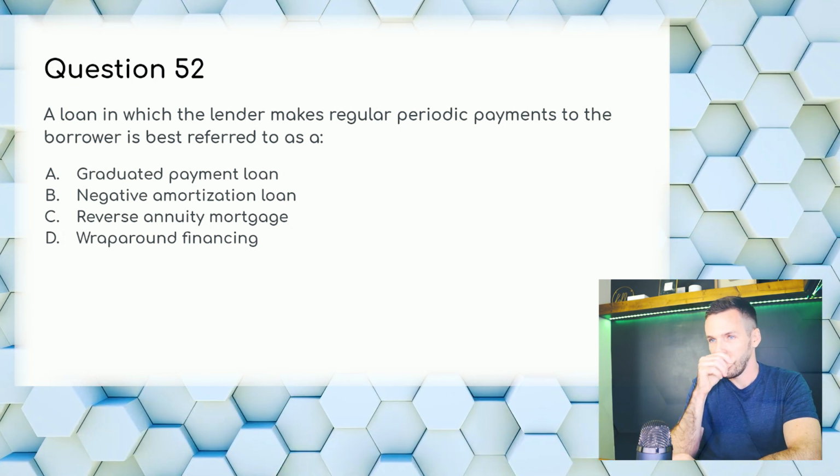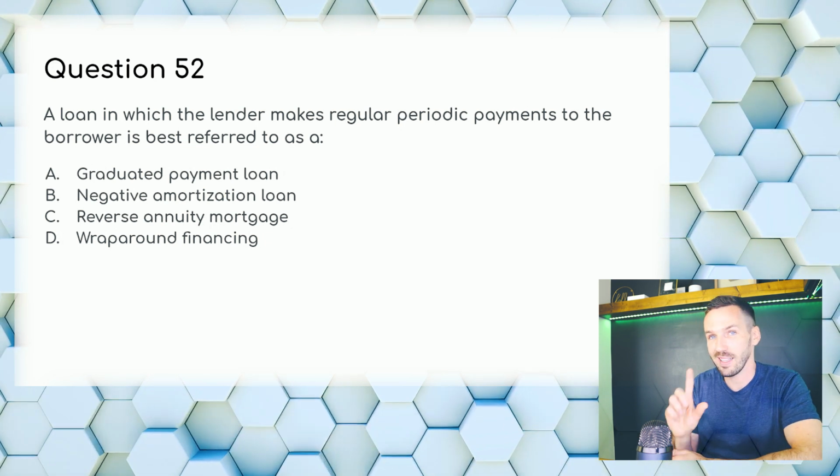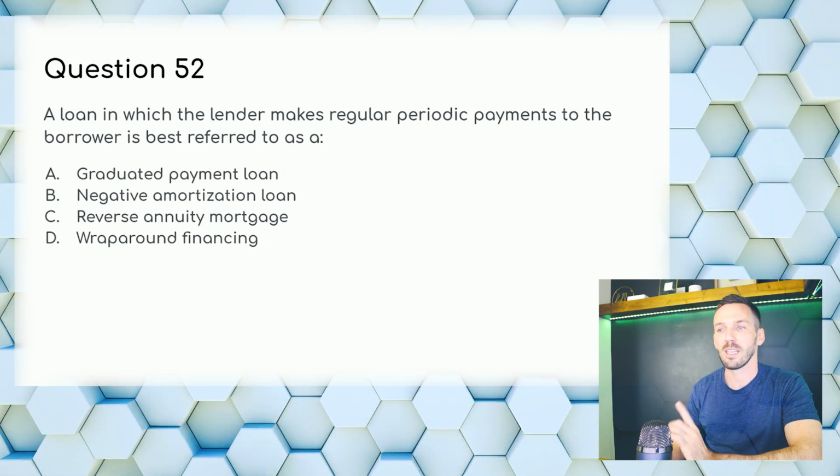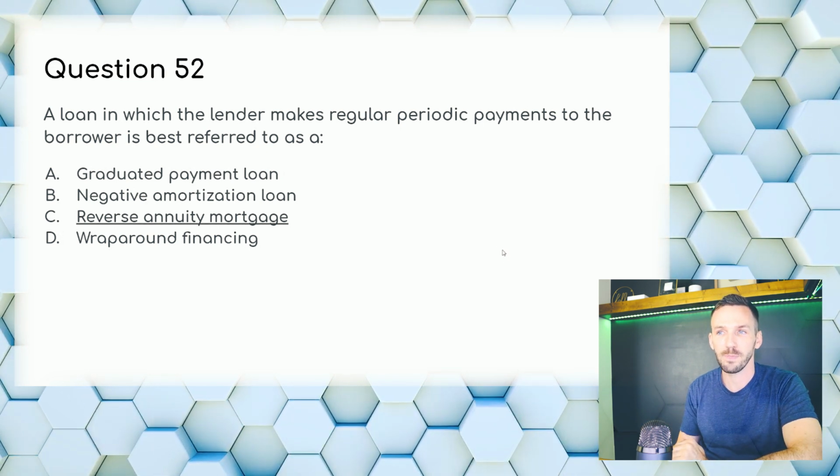So usually you pay the lender payments, right? When the lender pays you, that's the opposite. That's a reverse annuity mortgage. Answer is C.